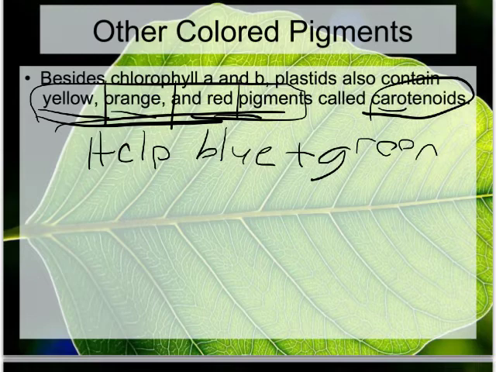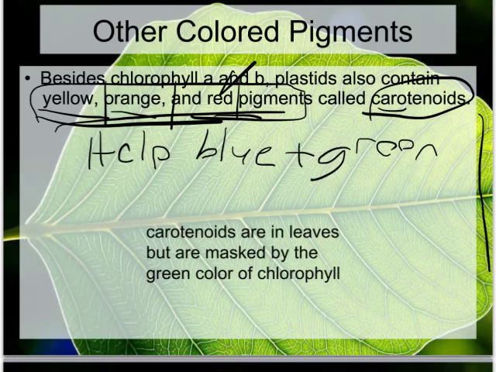Carotenoids are found in fruits, they're in vegetables, they're in flowers. What makes a rose rose? You got it, the red pigment of a carotenoid. They're also found in leaves. Now, if you look at the leaf in the background here, you say, well, Mr. Fyfe, that doesn't look orange or red at all. The reason is, carotenoids are in leaves, but they are masked by the green color of chlorophyll. So they're always present. They're just masked because there's more chlorophyll.